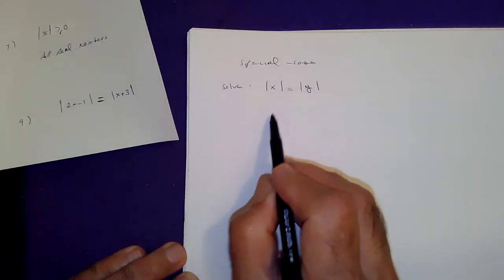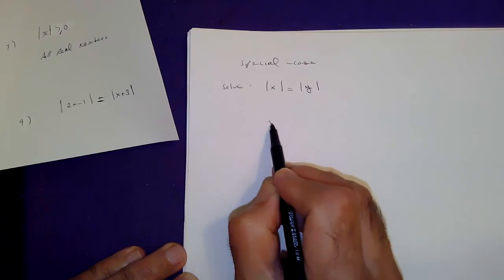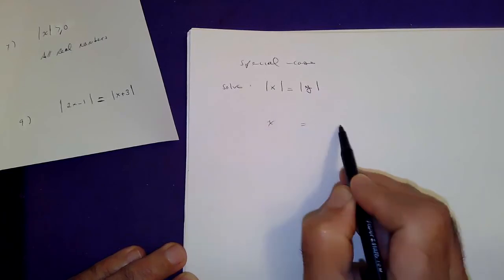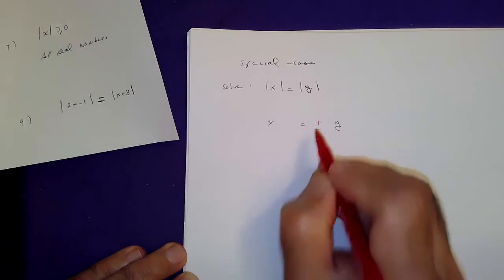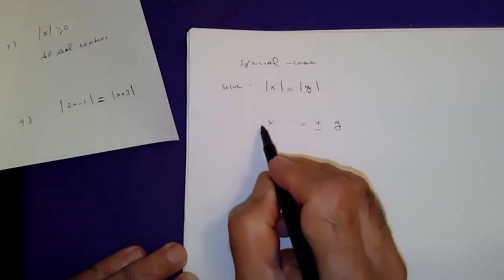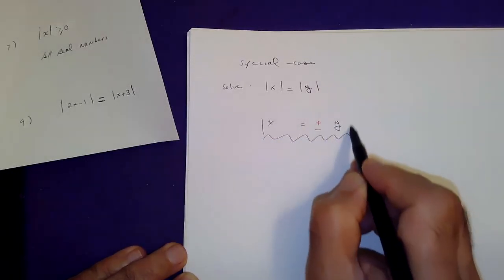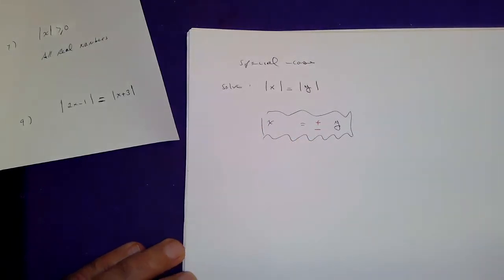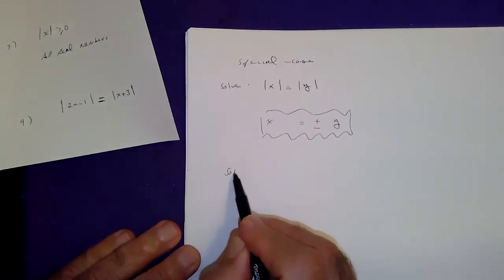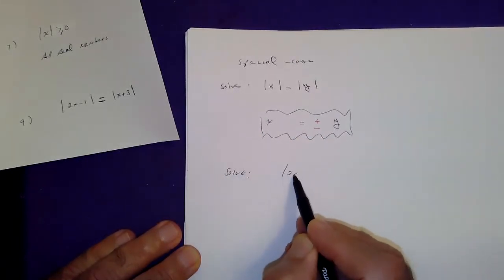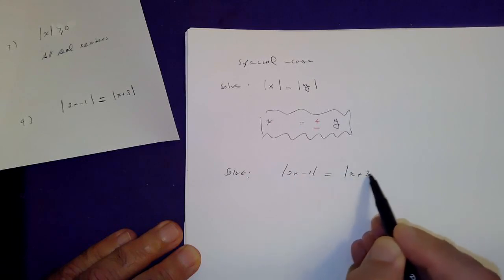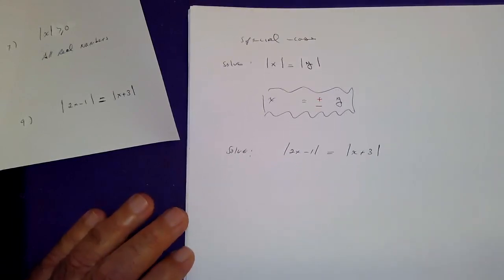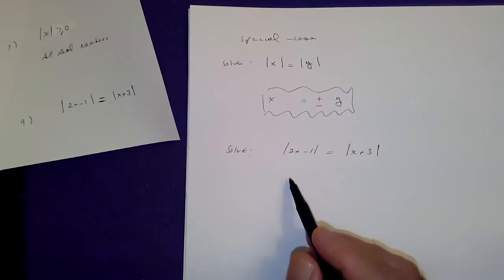Well, the procedure is very easy. What you do is you drop the bars, just like before, on both sides and attach plus or minus to the right side. So these are the solutions. Okay, so let's see if we can solve this one: the absolute value of 2x minus 1 equals the absolute value of x plus 3.